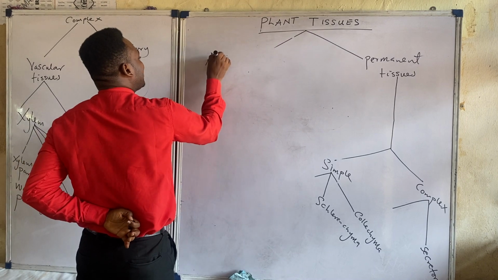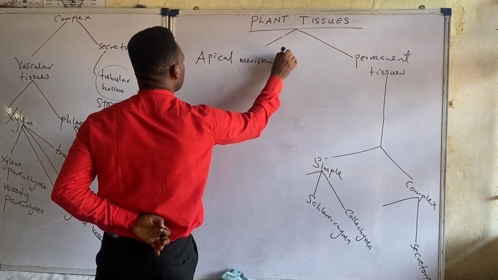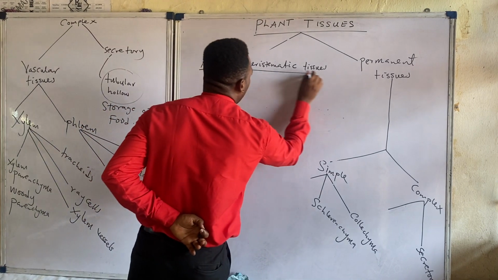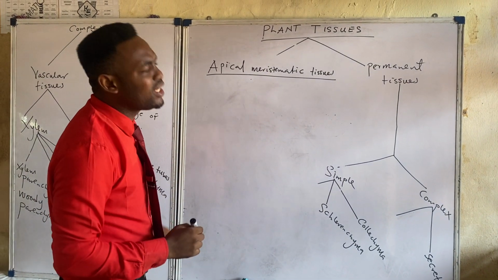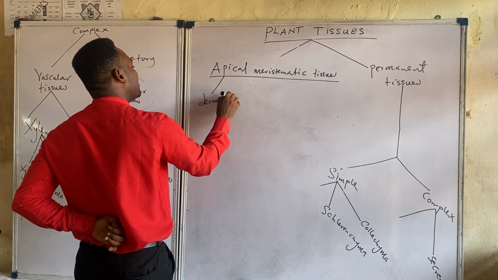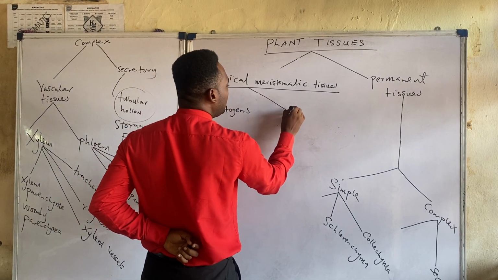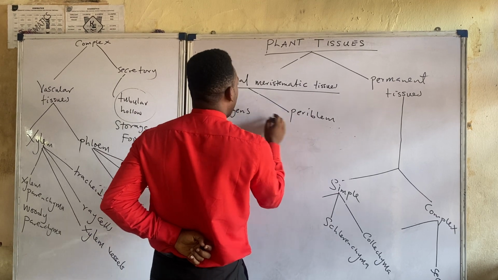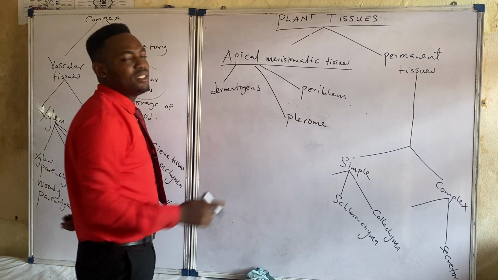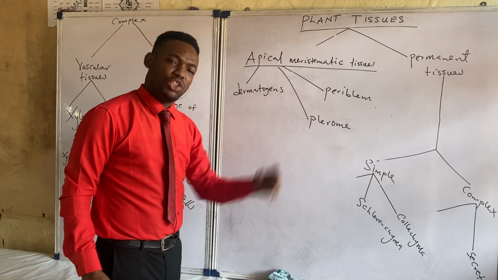For the apical meristematic tissue, very important. There are three important cells of the apical meristematic tissues that I must talk about. One is called the dermatogen. Second one is called the periblem. And the third one is called the plerome. What are these three? Three important cells of the apical meristematic tissues.